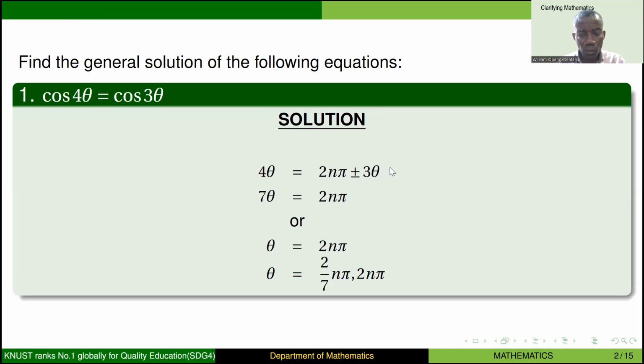Let's look through again. Take your time and look through. This is in two folds, so you can pick any of these signs first. If you pick the plus, it means that you are going to subtract 3 theta from both sides. If you pick the minus, you are going to add 3 theta to both sides. And that simplifies everything. So that's how we have it in two folds. Great. Look at it carefully.